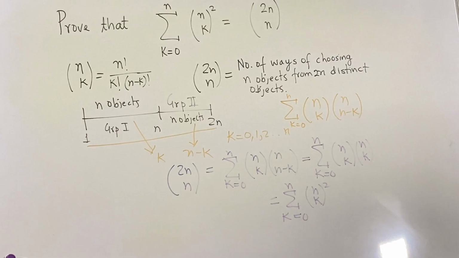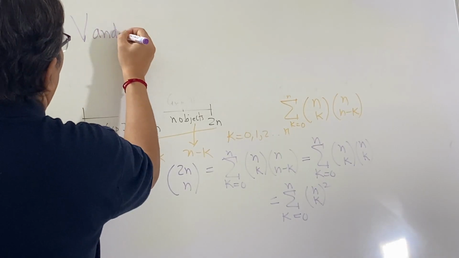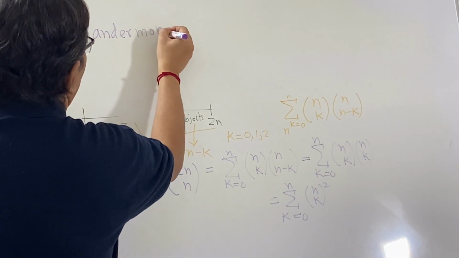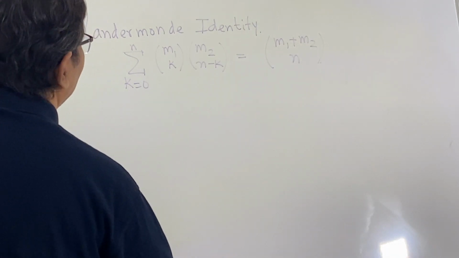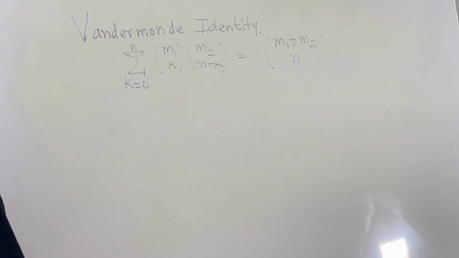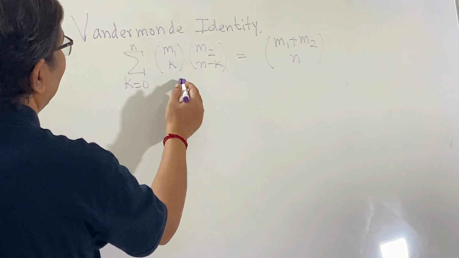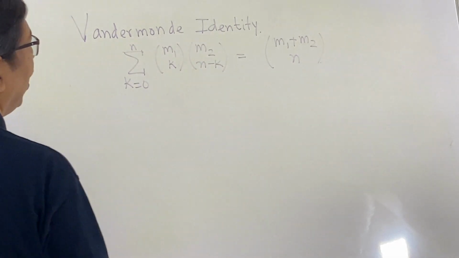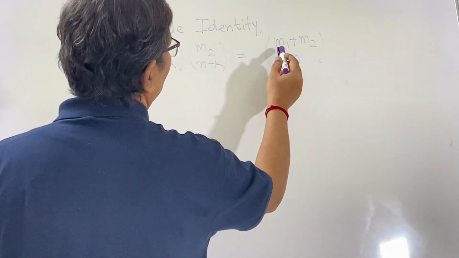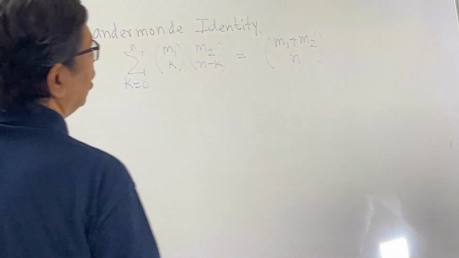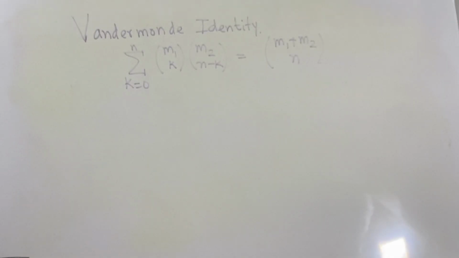Now, this is a special case of a more general identity, which is called the Vandermonde identity. The Vandermonde identity states that if you have positive integers m1, m2, n, then the sum over k equal to 0 to n of m1Ck into m2C(n minus k) is equal to (m1 plus m2)Cn. The proof is exactly similar as before.